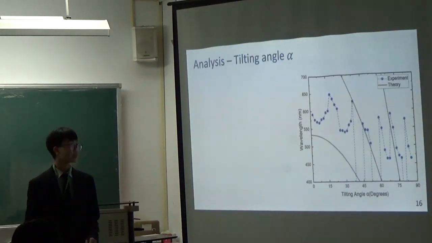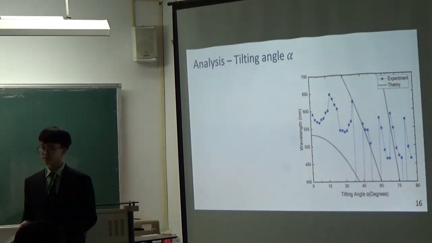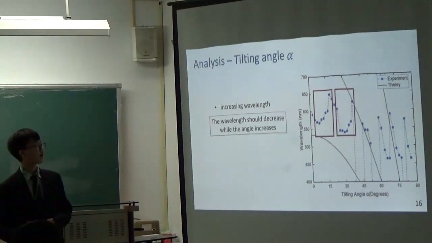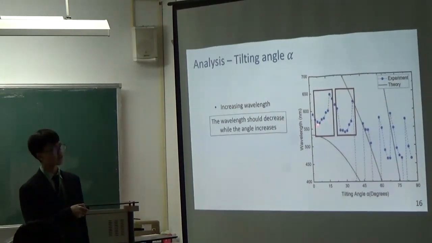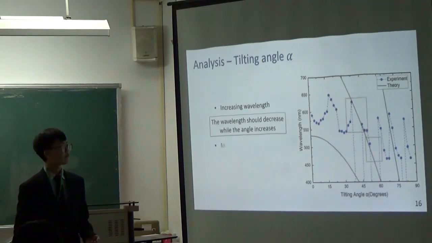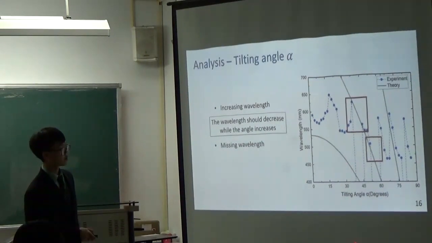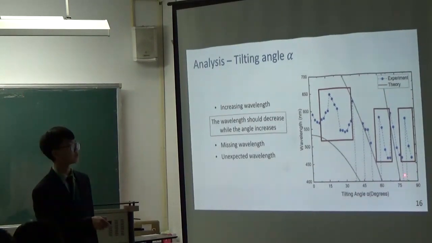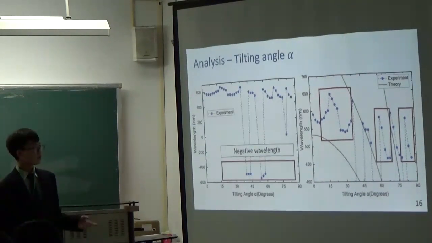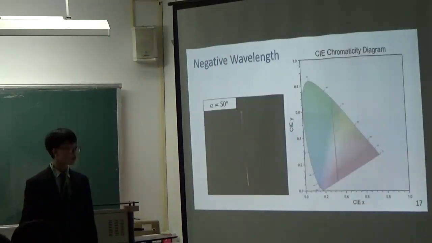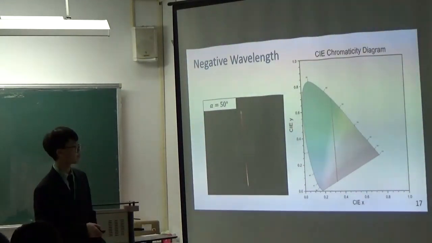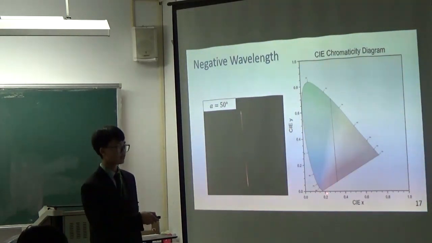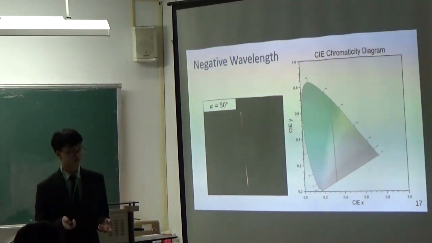Next, we analyze how the tilting angle will affect the experimental results. We can find out that the wavelength actually increased instead of decreased, and there are negative wavelengths. I will explain this later. And also, there are unexpected wavelengths that don't appear in our theory. The negative wavelengths: I mentioned that if the line is connected here and the contact point is here, it doesn't have a wavelength.